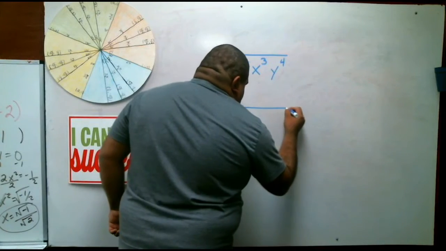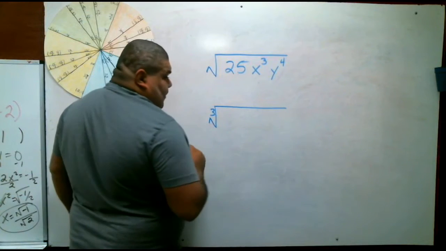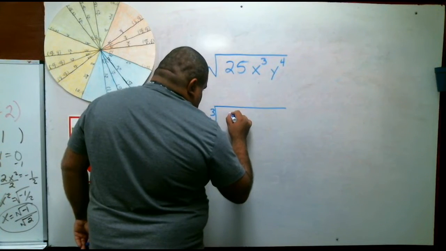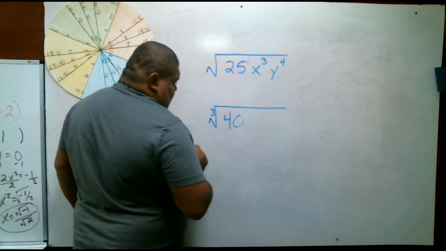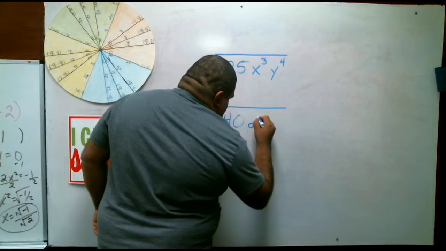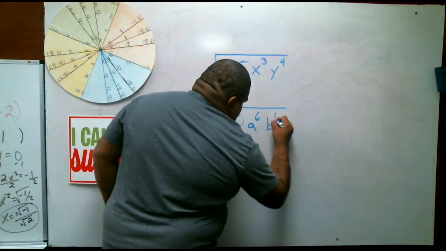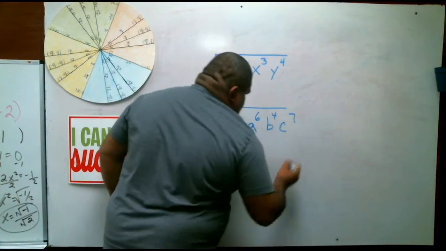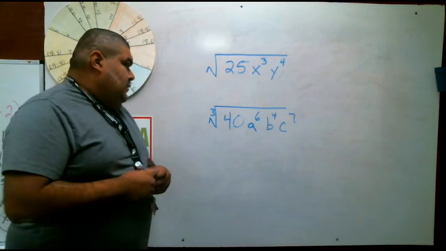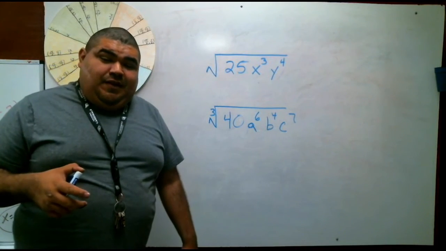And your second one is groups of 3. The number you're gonna break down is 40, a to the 6th, b to the 4th, and c to the 7th. Okay? Make sure you break down as much as you can both of them. Give me as many groups as you can find.